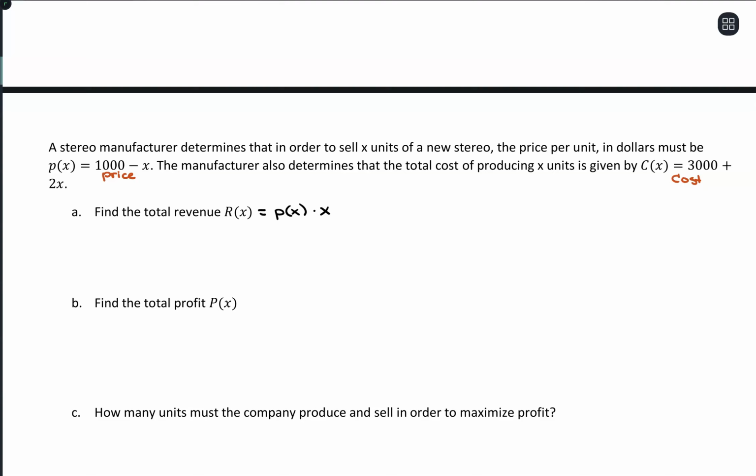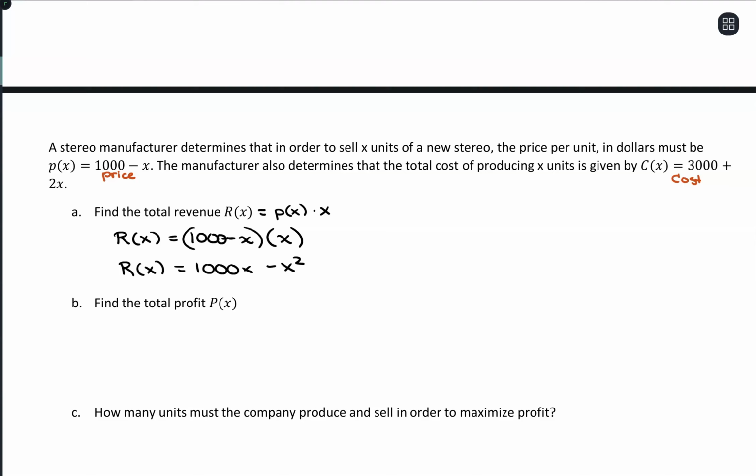So for us, we're going to take that price function. So R of X equals that 1,000 minus X. And then we're going to multiply that by X. So R of X is going to be equal to 1,000X minus X squared. So there's our revenue function. So you just take your price function times what your variable is.